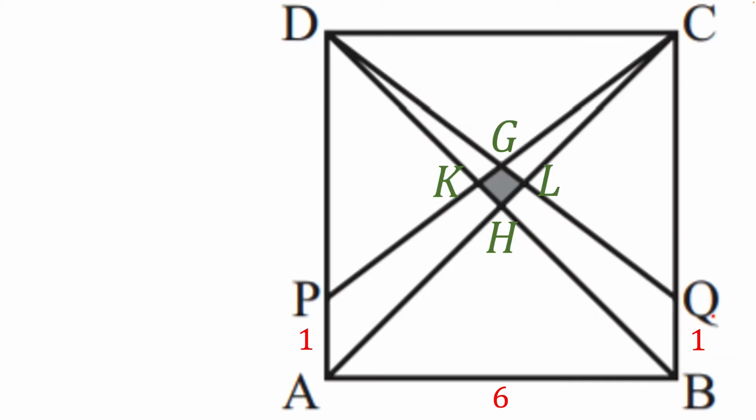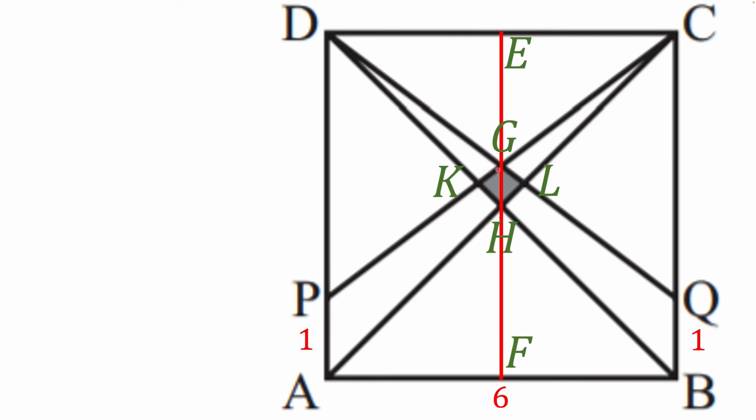I zoom up our square, and I also name this gray quadrilateral as KGLH, okay? Now what we're going to do is split this square in half vertically, like this. And what we find now is that what's on the right is a mirror image of what's on the left. Those are two congruent parts, actually.